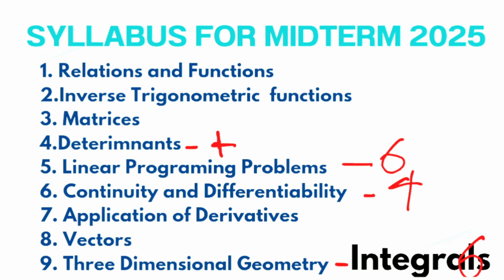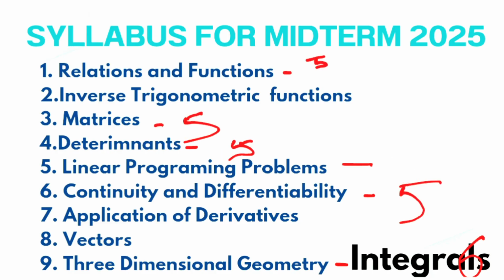Linear programming problems also contain 6 marks, and continuity and differentiability contain 4 marks. Suppose in place of the linear programming problem, sometimes an integral with 6 marks is asked. But these three chapters, determinant, linear programming problems, and continuity and differentiability, are very important. Every year they ask 4 marks, 6 marks and 4 marks, compulsory.